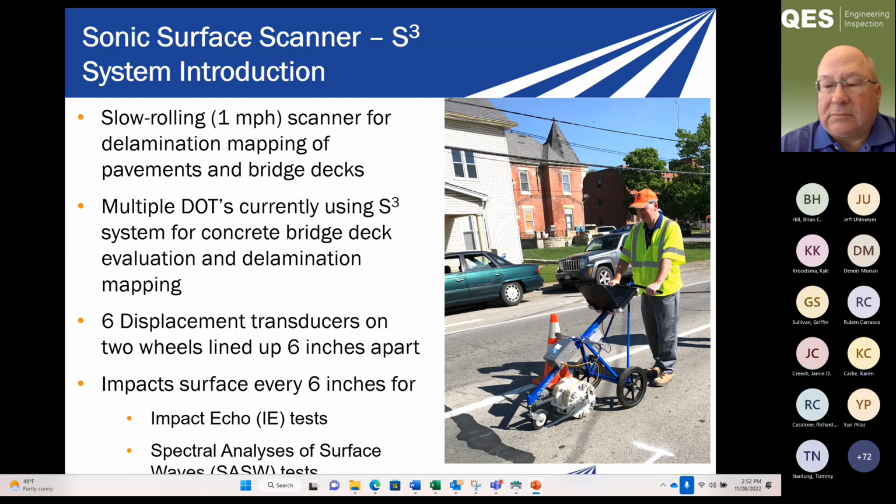It employs 6 displacement transducers on each wheel. There's 2 sensor wheels, the white wheels in the center of the device, and those are the sensors that measure the data for each of the tests. We're doing a test every 6 inches as the system is rolled along the pavement. We're doing both an impact echo test as well as a spectral analysis of surface waves test simultaneously. You'll hear me refer to spectral analysis of surface waves as SASW. Sometimes I may shorten it to just SW. I'm talking about the same thing. It just becomes a mouthful.